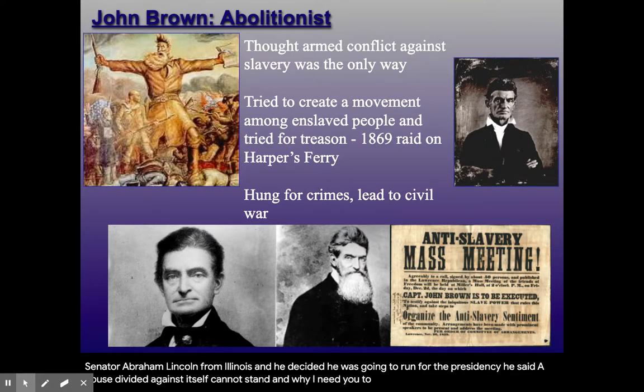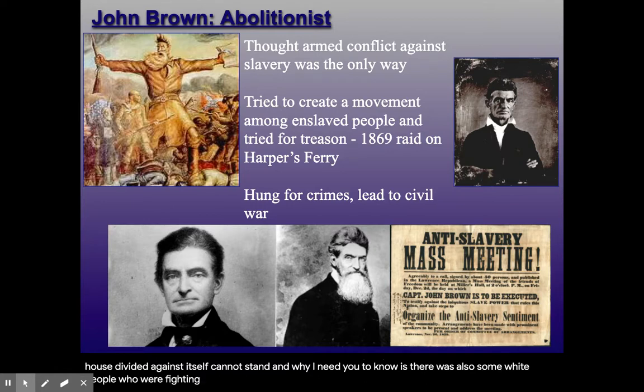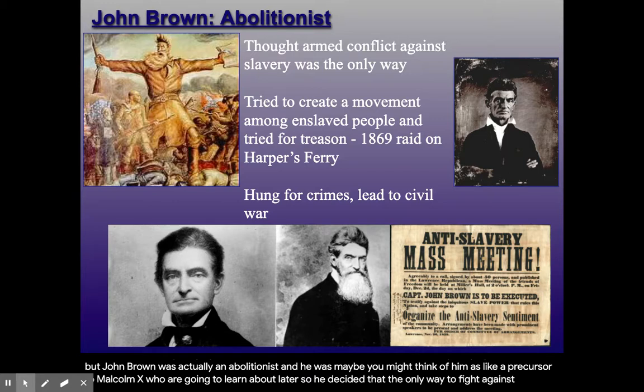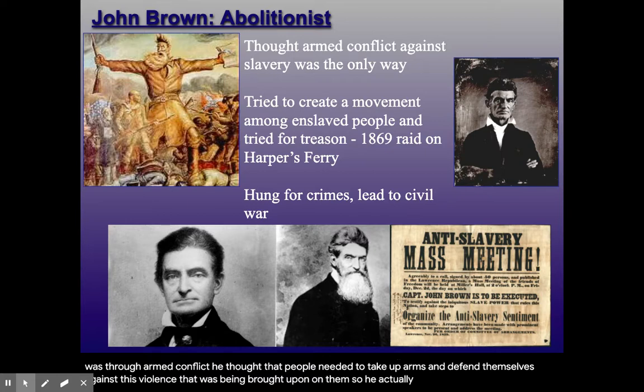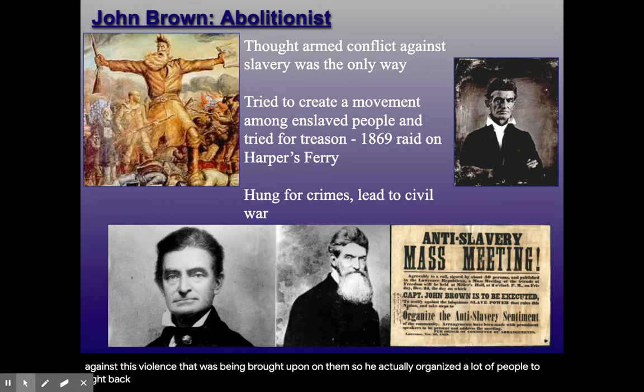And what I need you to know is there were also some white people who were fighting against slavery, not just the Grimke sisters. John Brown was actually an abolitionist, and you might think of him as a precursor to Malcolm X, who we're going to learn about later. He decided that the only way to fight against slavery was through armed conflict. He thought that people needed to take up arms and defend themselves against this violence that was being brought upon them. So he organized a lot of people to fight back against slavery, and he ended up being hung for his crimes.